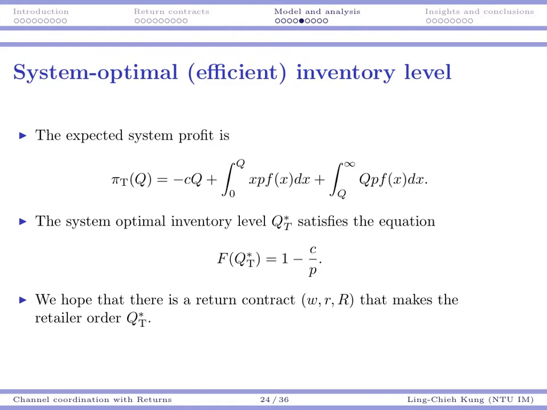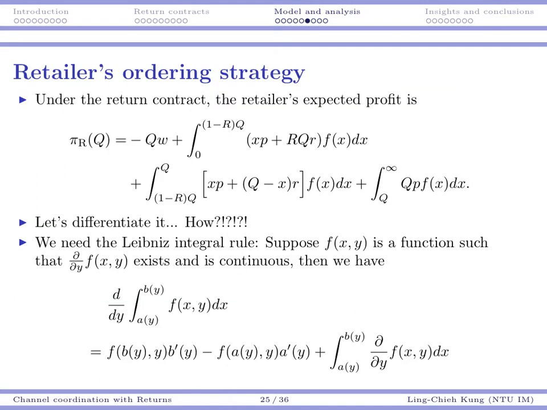And what we are looking at is whether there is a return contract that can make the retailer order Qt star. Of course, we already know if w is the only parameter, then the retailer will never order Qt star. The retailer will order less than that. So we want to ask whether capital R and small r can induce the efficient result. So let's look at the retailer's problem. The retailer's expected profit is this one, right?